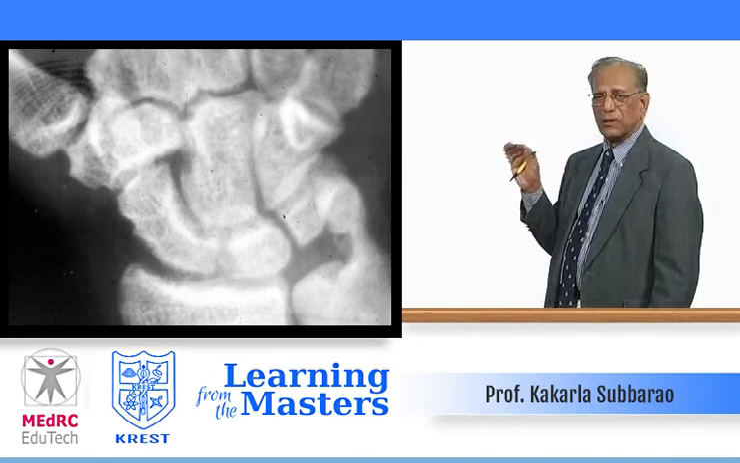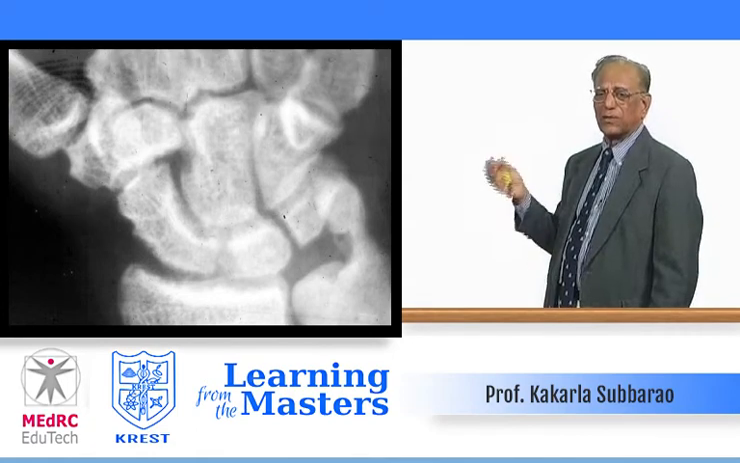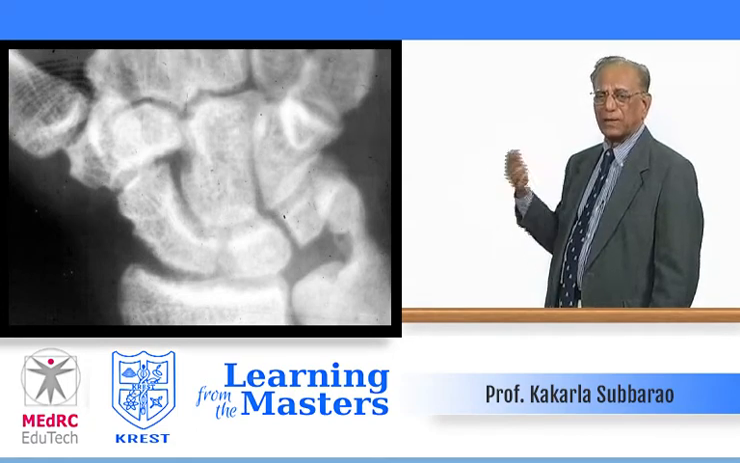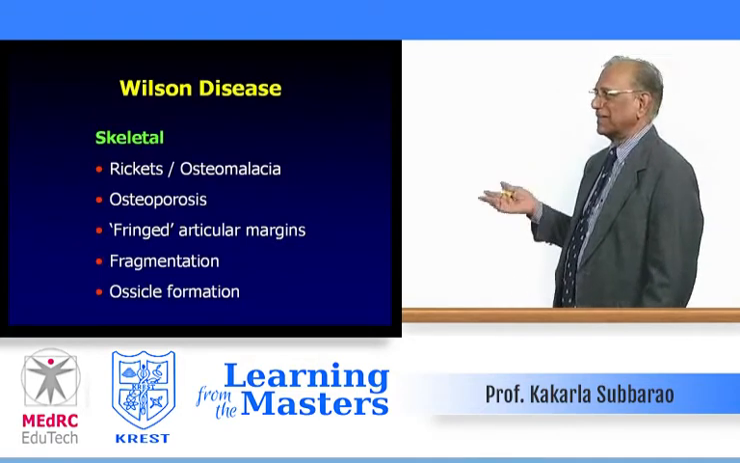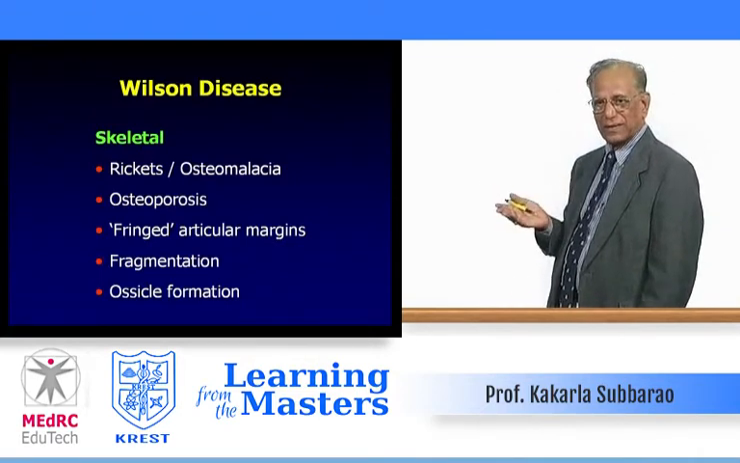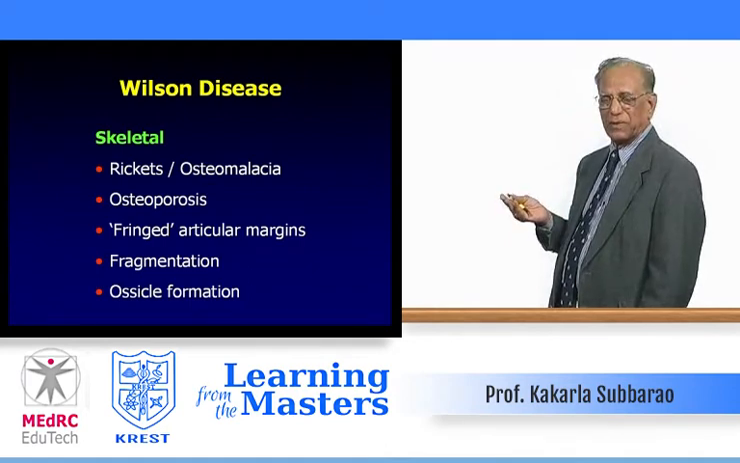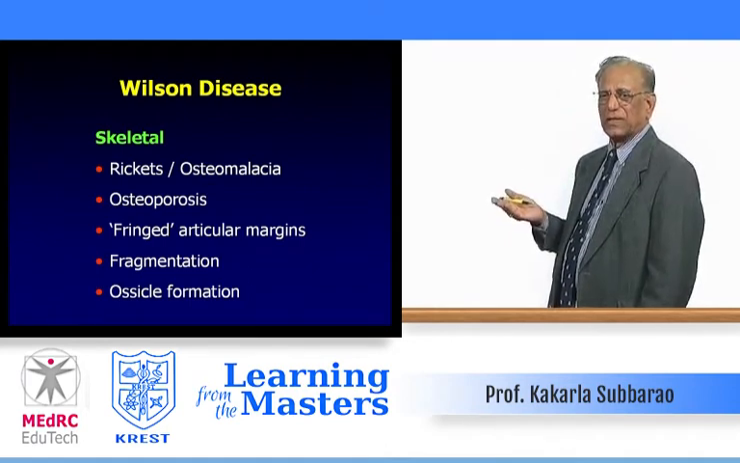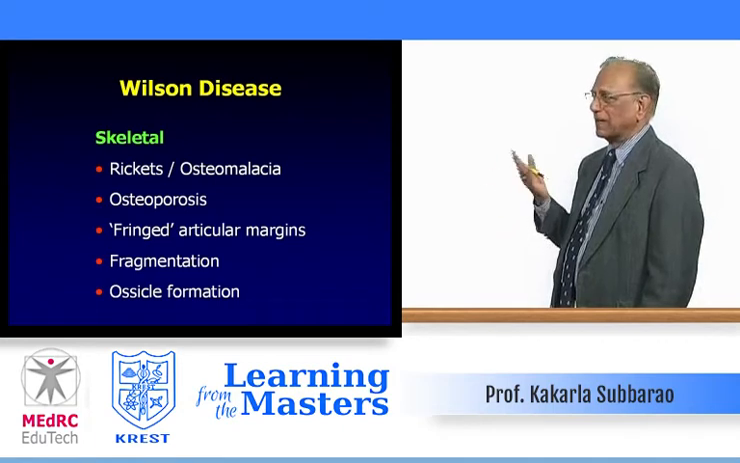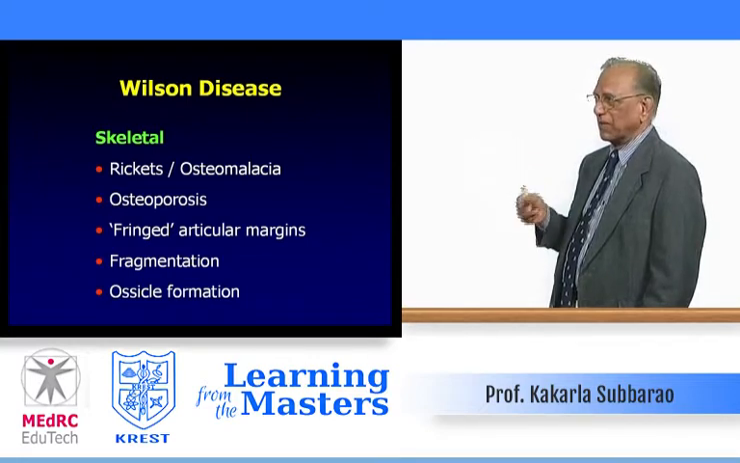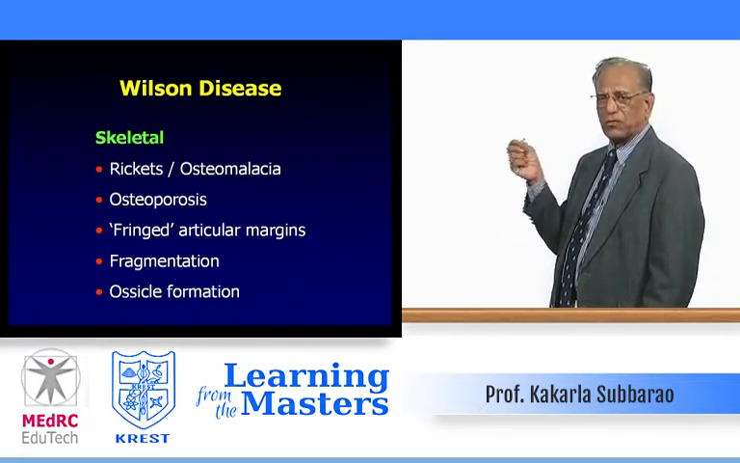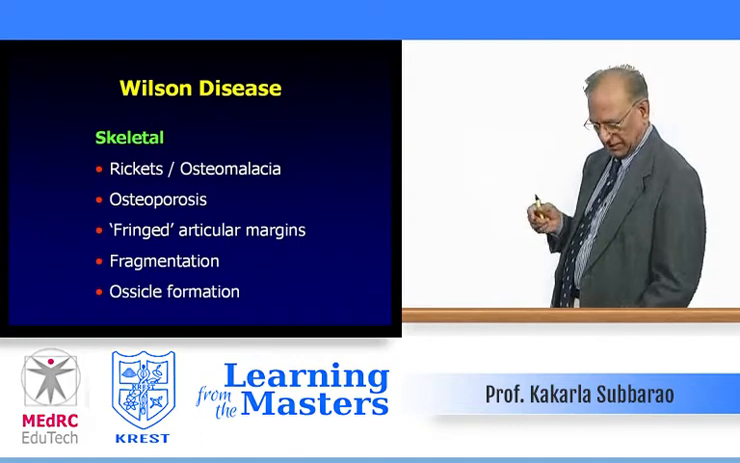And in some cases, in children you can get rickets, and in adults you can get osteomalacia due to hepatic and renal changes. And then let us see in Wilson disease what these skeletal changes are. As I said earlier, rickets and osteomalacia because of the changes in renal and liver cells, osteoporosis, fringed articular margins, which I showed you earlier, fragmentation, and small ossicle formation at the articular ends.